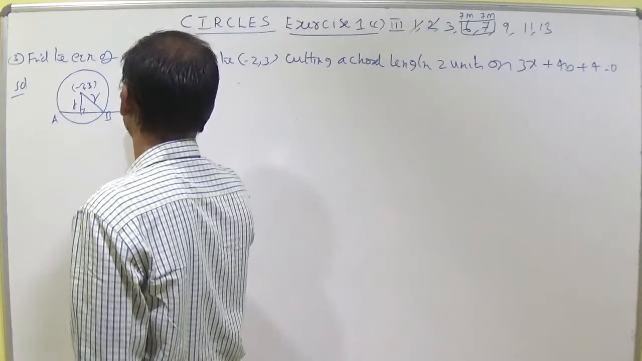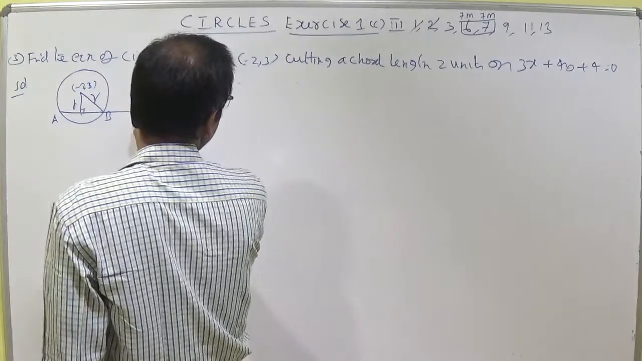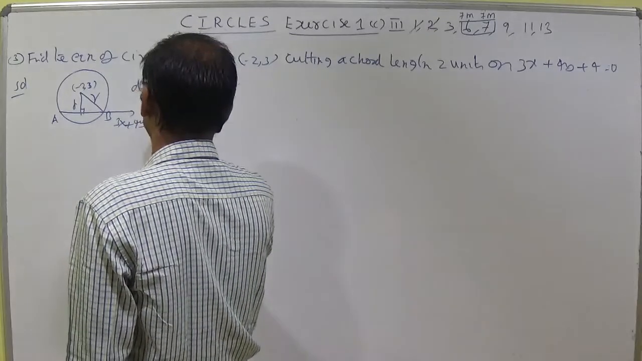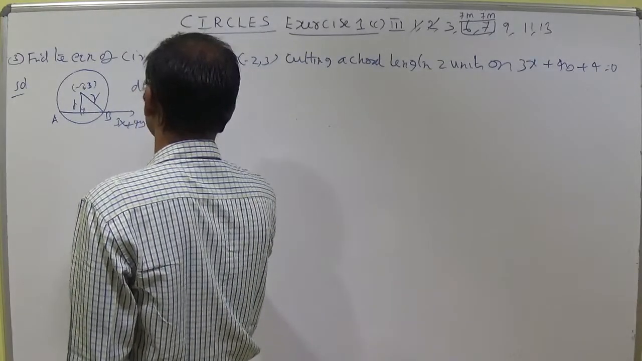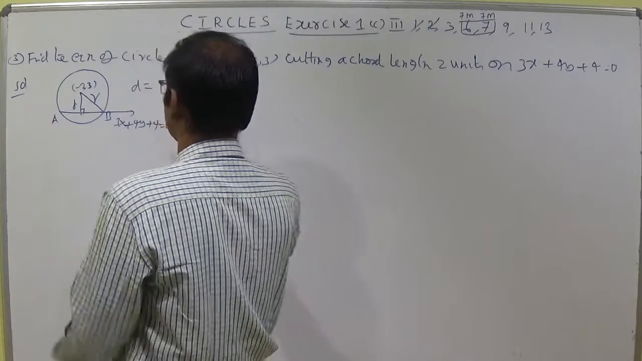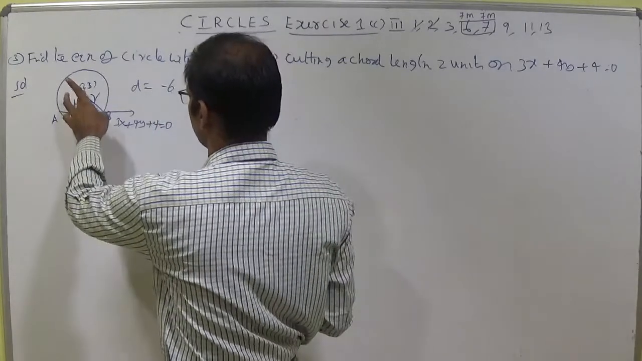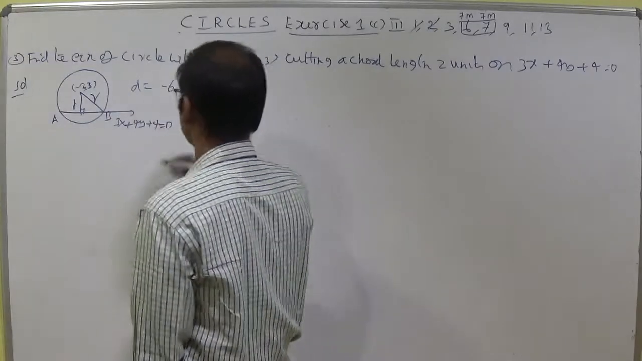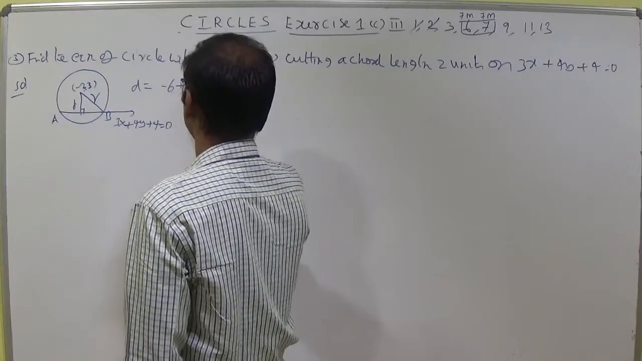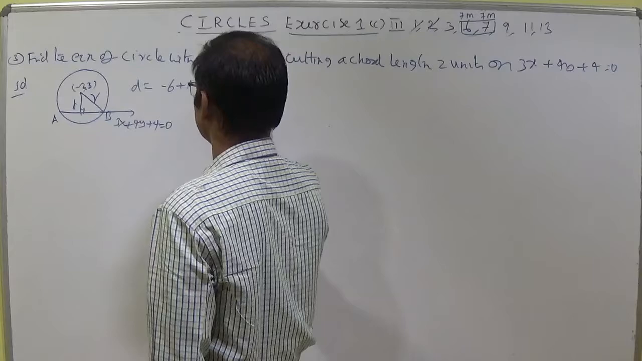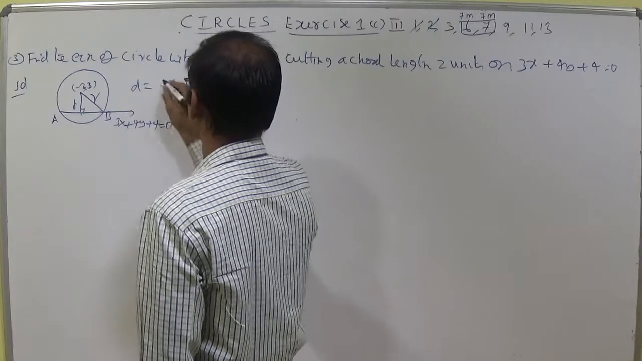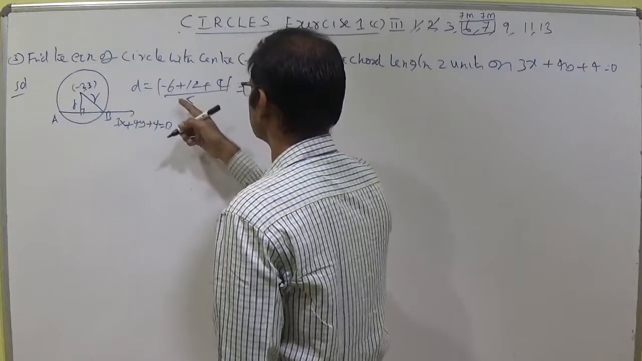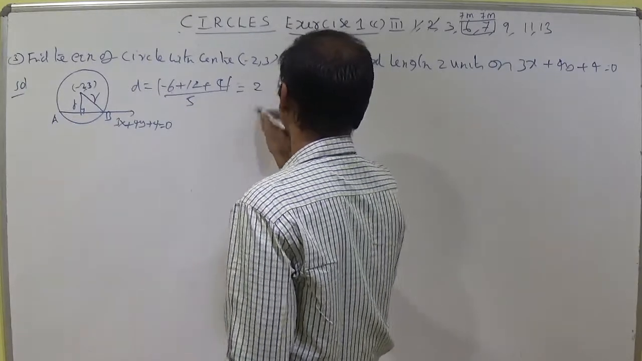The line is 3x plus 4y plus 4 equal to 0. So, using the perpendicular distance formula, with the center minus 2 comma 3, modulus of ax1 plus by1 plus c by root a square plus b square. You write here minus 6 plus 12 plus 4 over modulus, root of 25, this is 5. So minus 6 plus 12 is 6, 6 plus 4 is 10, 10 by 5 equal to 2.